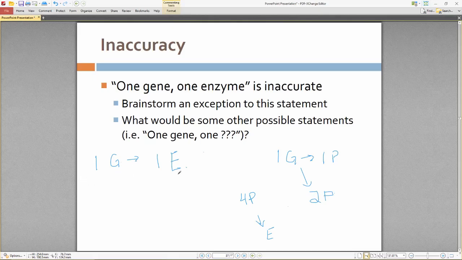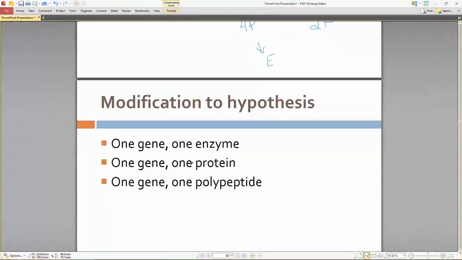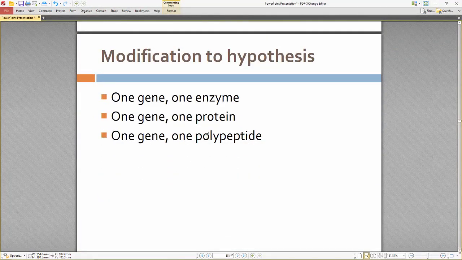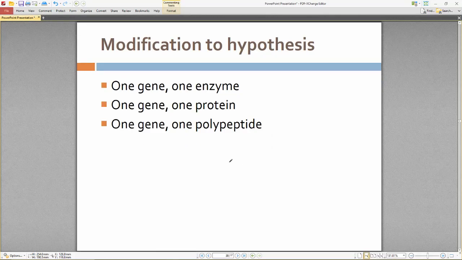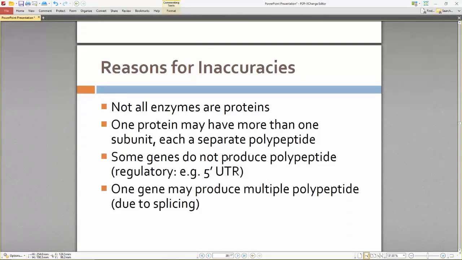So, the point of this slide is to basically say that one gene, one enzyme sounds pretty good on the surface, but there's a lot of other things hiding under here that you might not think about. Is one protein always one polypeptide? So also that to think about. We'll think about that in a second.